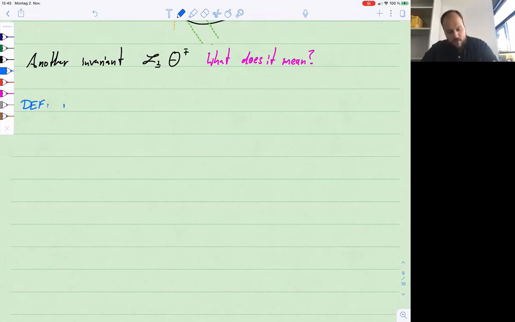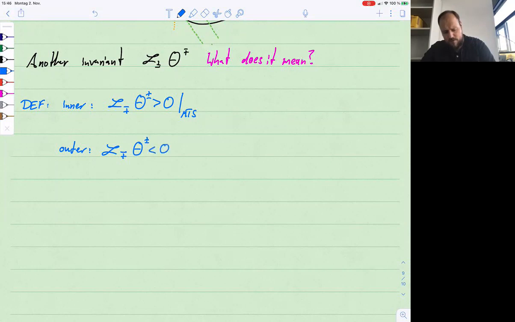So one is called inner if L minus plus of theta plus minus is bigger than zero at the marginal trapped surface. And we can define one which is outer, if it is smaller than zero at the marginal trapped surface. So what does it mean? So what do we do?